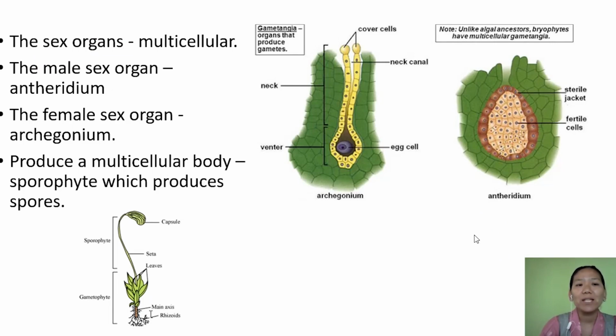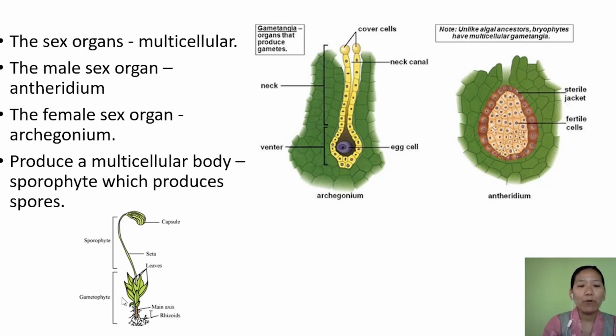The male sex organ is called the antheridium, and the female sex organ is called the archegonium. It is flask-shaped and contains a single egg. After sexual reproduction, these produce a multicellular body called the sporophyte. This is an example of a moss.